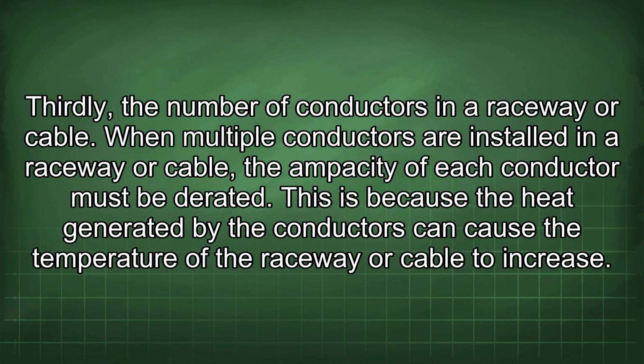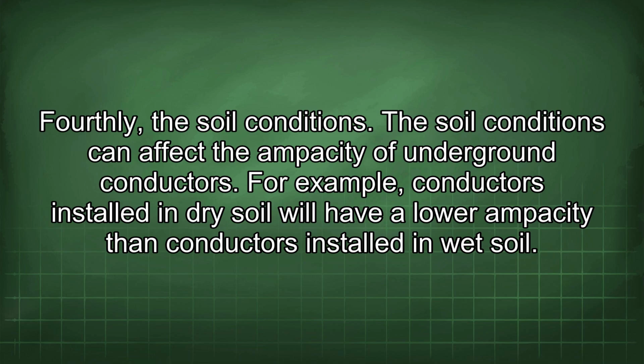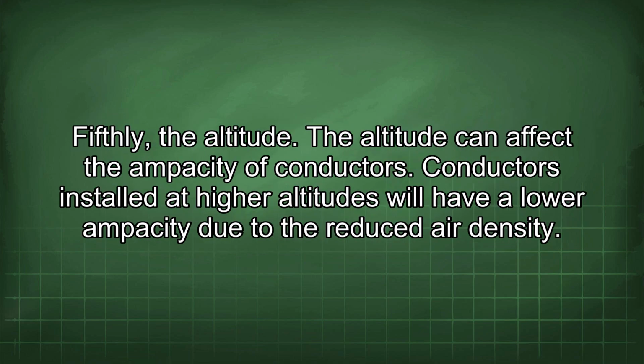Thirdly, the number of conductors in a raceway or cable. When multiple conductors are installed in a raceway or cable, the ampacity of each conductor must be derated. This is because the heat generated by the conductors can cause the temperature of the raceway or cable to increase. Fourthly, the soil conditions. The soil conditions can affect the ampacity of underground conductors. For example, conductors installed in dry soil will have a lower ampacity than conductors installed in wet soil. Fifthly, the altitude. The altitude can affect the ampacity of conductors. Conductors installed at higher altitudes will have a lower ampacity due to the reduced air density.